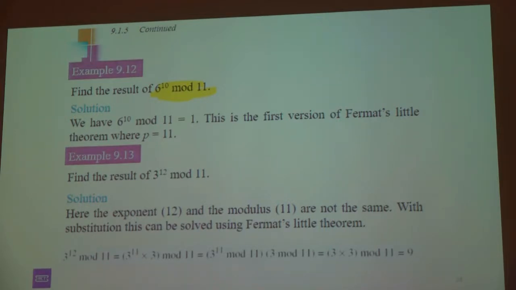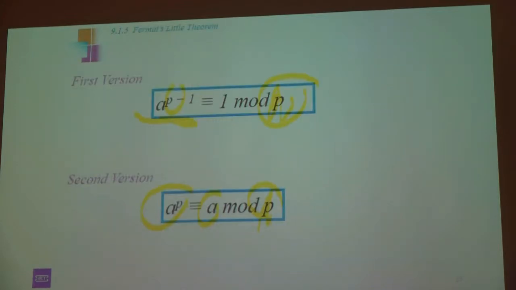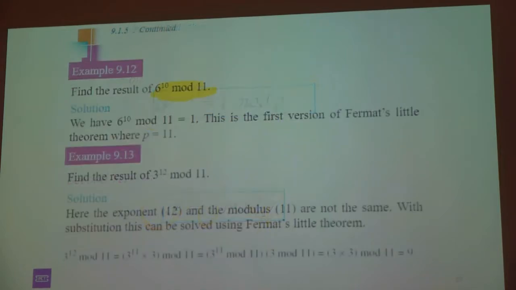So the first rule says that for a prime modulus, if the integer is raised to the prime minus 1, in our case 11, this has to be 10, right? That's exactly what has happened. So 6 to the power 10, where 10 is the prime minus 1 and the modulus is 11, what should be the result?